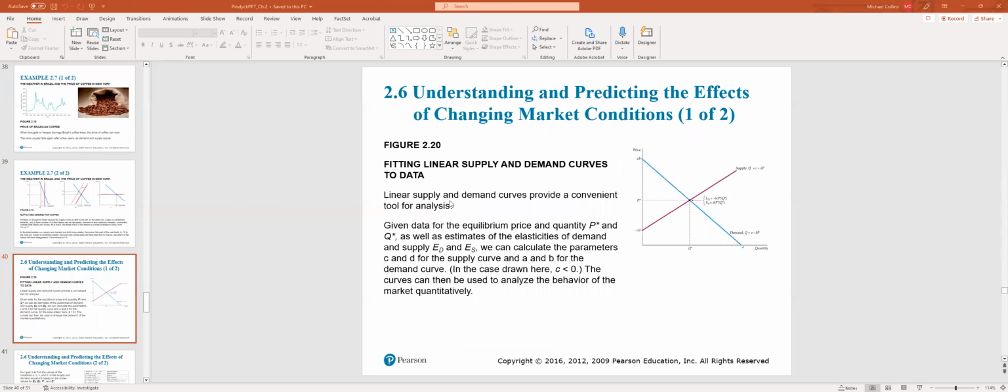Linear supply and demand curves provide a convenient tool for analysis. Given data for the equilibrium price P and quantity Q, as well as estimates of the elasticities of demand and supply, ED and ES, we can calculate parameters c and d for the supply curve, and a and b for the demand curve. The curves can also be used to analyze the behavior of the market quantitatively, like figuring out, hey, if coffee prices go up by X, how does that change things?